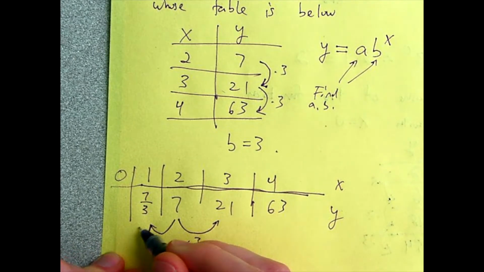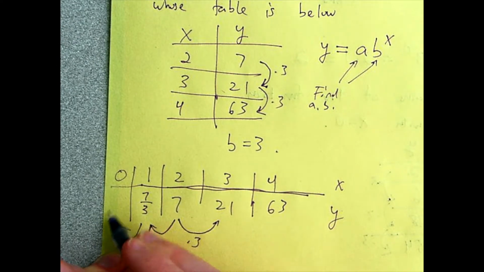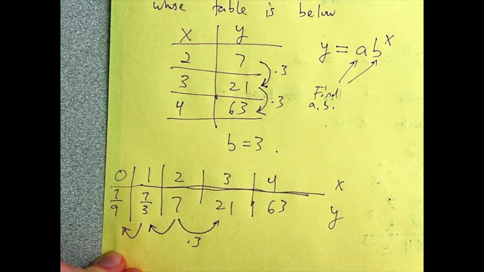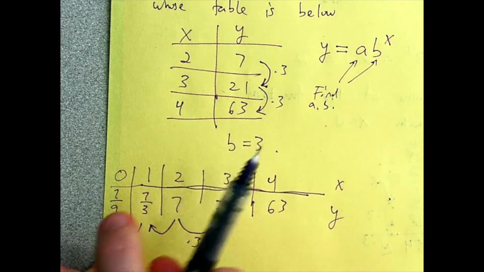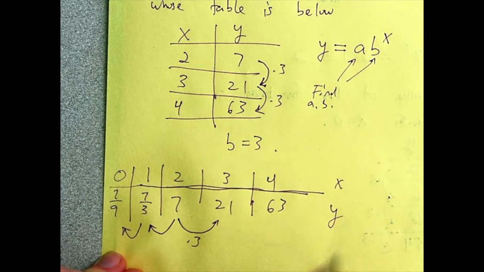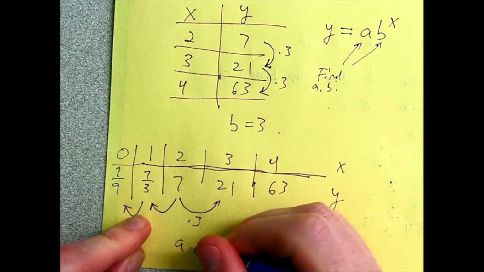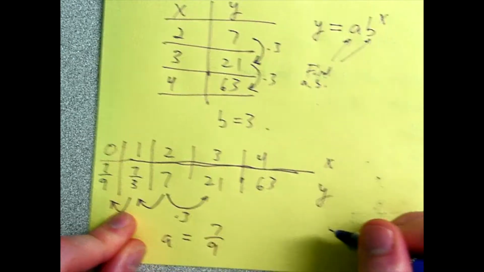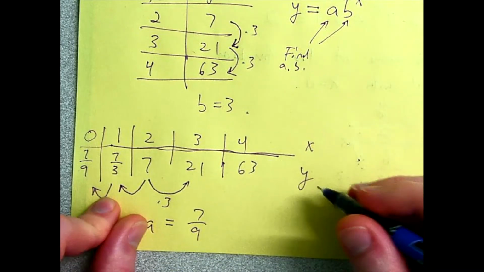And then if I divide by 3 again, I will get the value here, which would be 7 over 9. And so that is the y value associated with x equals 0. That's the starting value. That's my a value. So it follows that a is equal to 7/9. And now I can write down my entire exponential function.